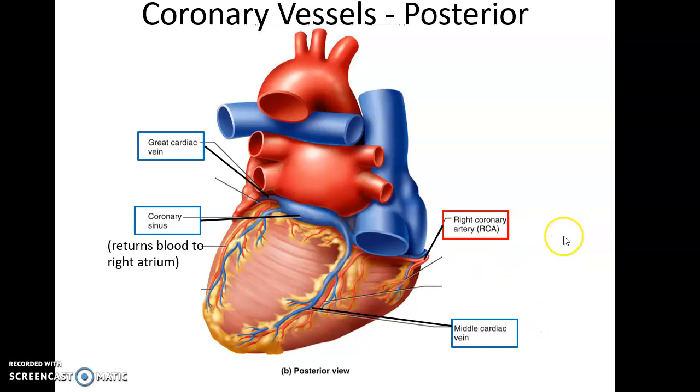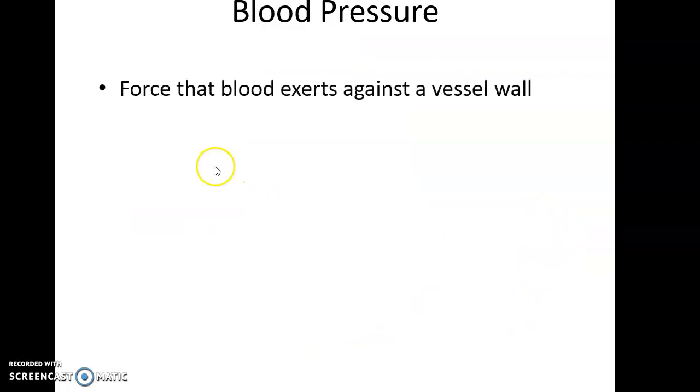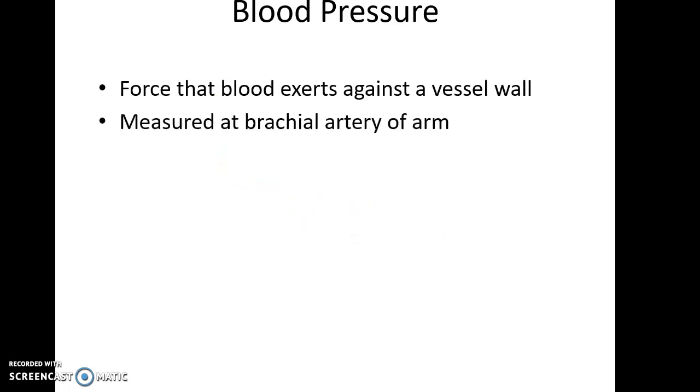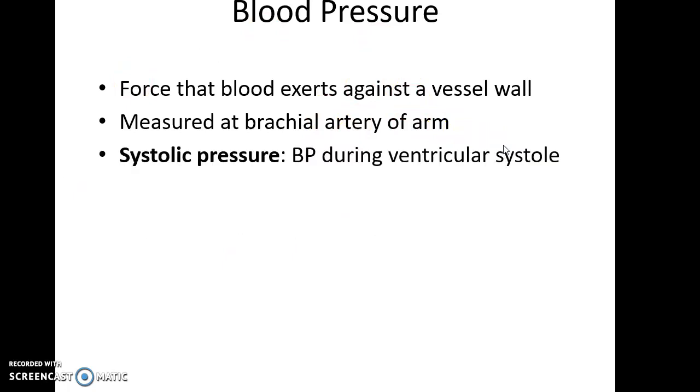And blood pressure. Well, blood pressure is the force the blood exerts on the vessel's wall. Blood pressure is usually measured at the brachial artery, so in the artery in the brachial region of the arm, the upper arm as it were. The systolic pressure is the blood pressure during ventricular systole. So this is the higher number when the ventricles are contracting, forcing blood into the arteries.